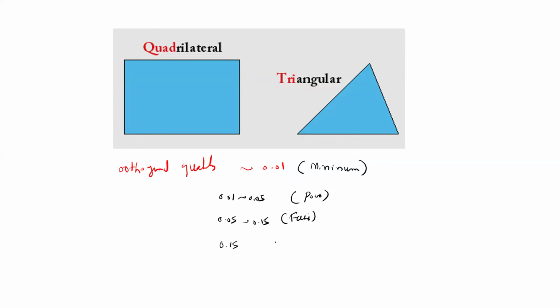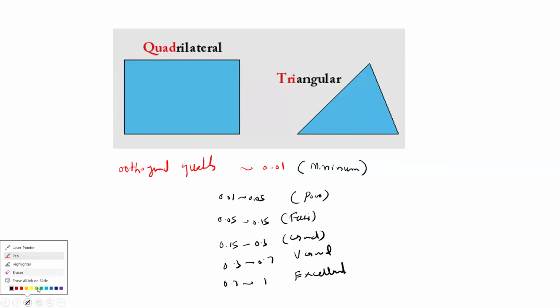And then from 0.1 to 0.3 is going to be good. And anything above 0.3 to 0.7 is very good. And 0.7 to 1 is excellent quality. Okay, so these are the things you should be looking for.